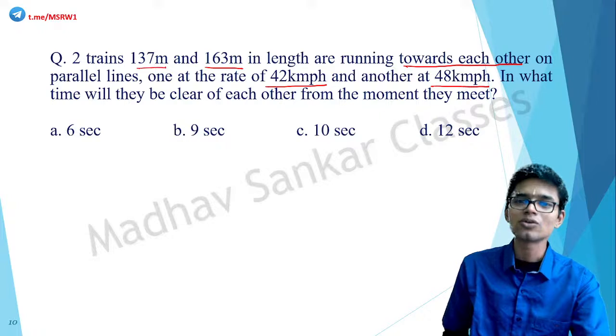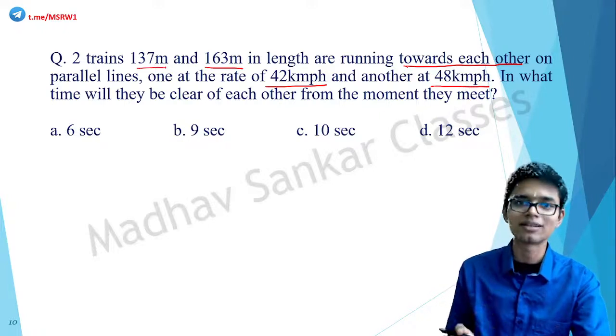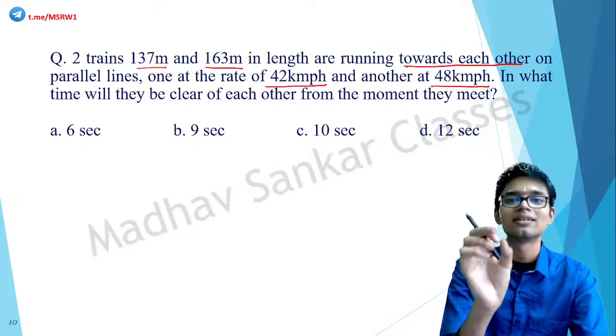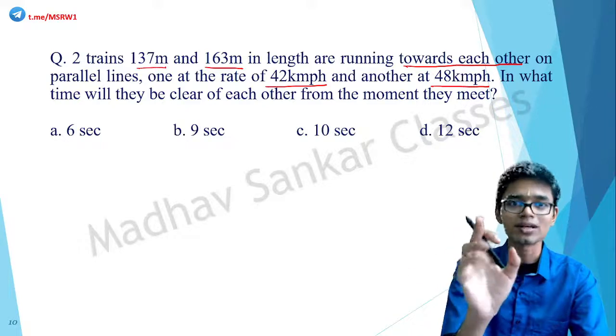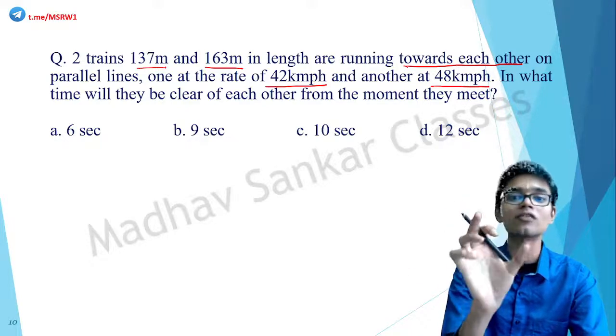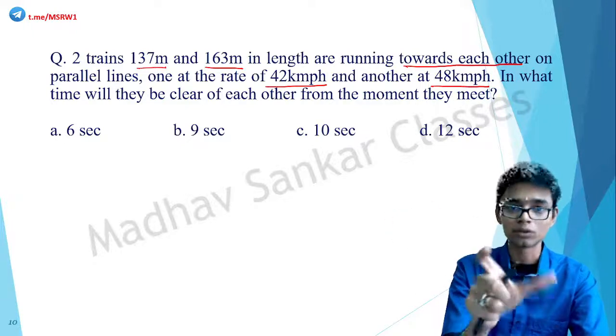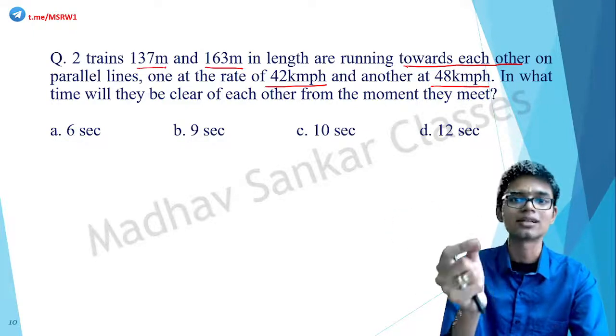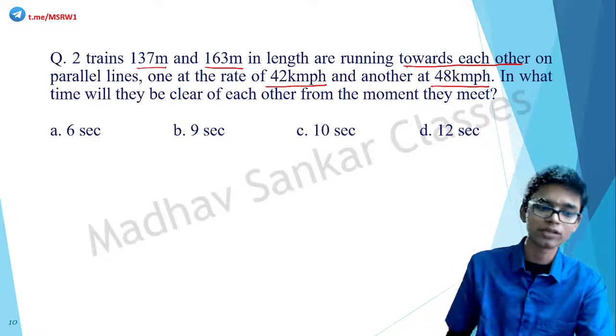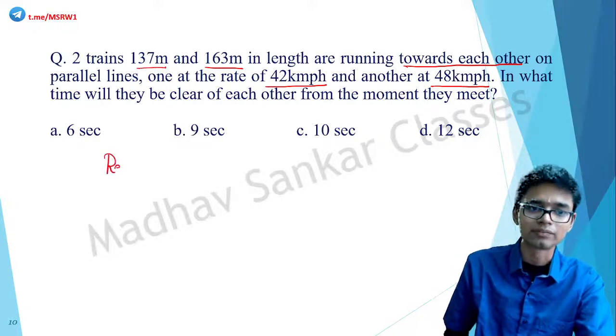Correct. So here also the same concept, same method, except the lengths of both trains have to be considered. In the previous case, the length of the man was insignificant, we could drop that. But here, both lengths are consequential, so please consider that also. So how do we do this? Relative speed.